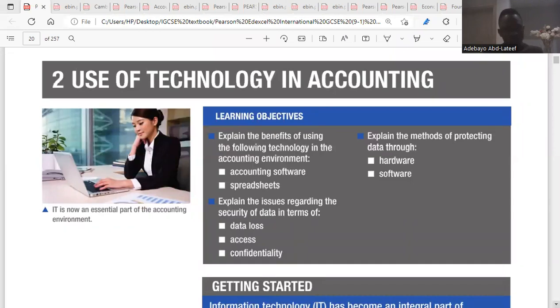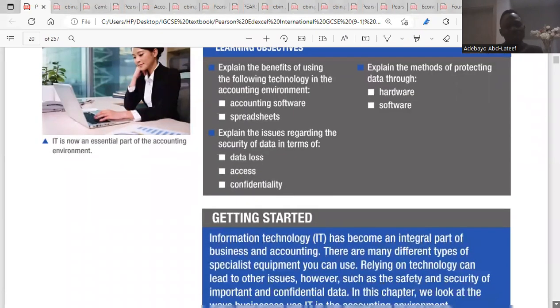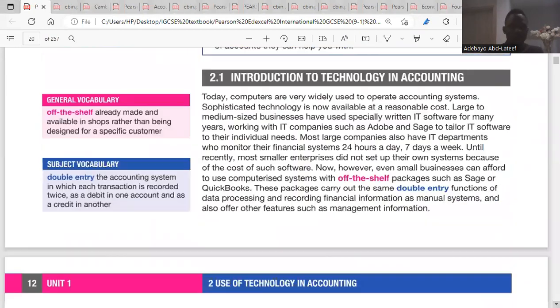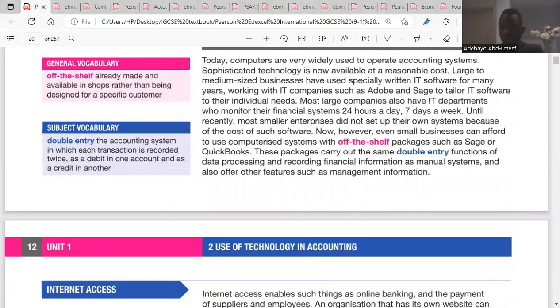We'll go to chapter 2, use of technology in accounting. When you talk about the use of technology, it's basically the use of software, different accounting software by businesses to carry out their financial transactions. Not only to carry out their financial transactions, also to record them. That's why they use technology. So we start now with introduction to technology.